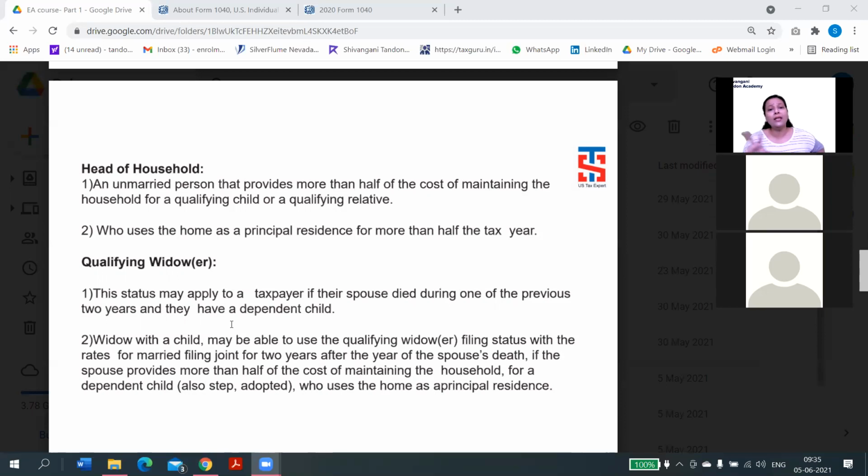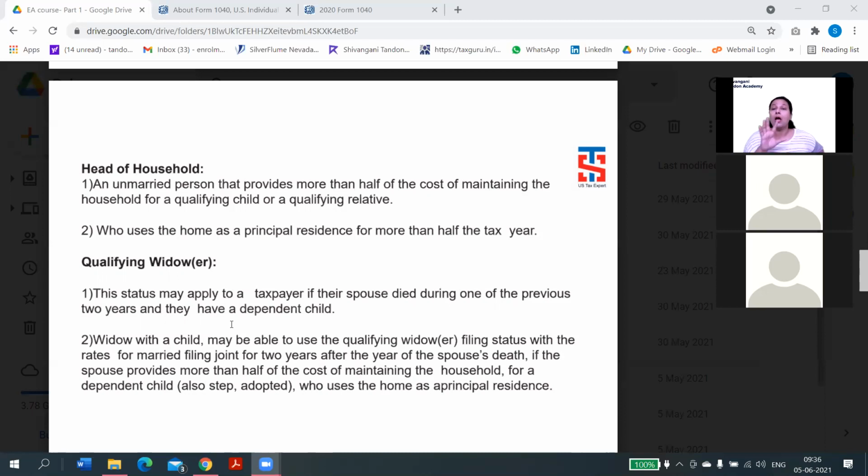Okay. So any unmarried person who provides more than 50% of the cost of maintaining the household for a child or a qualifying relative is considered HOH. An unmarried person may be a divorcee or a single person, a bachelor. If they have spent more than 50% of the house expenses, maintaining the household means you get the groceries, pay the utility bills, and get the medical expenses done, right?